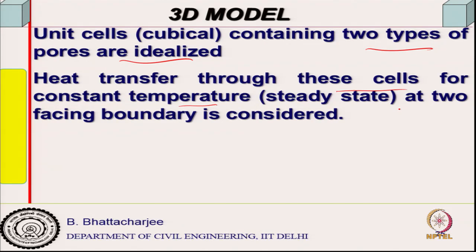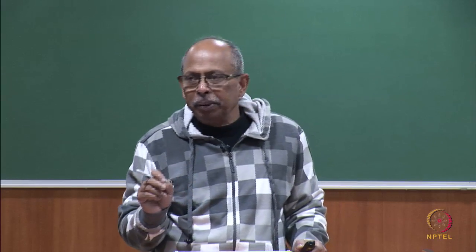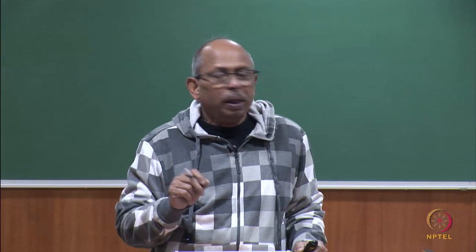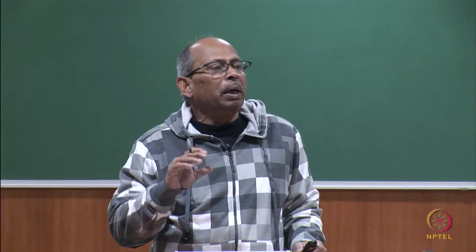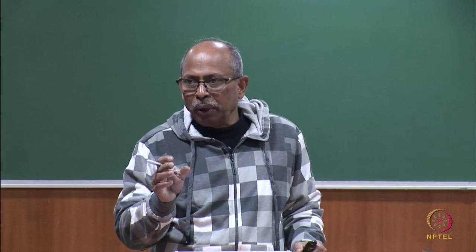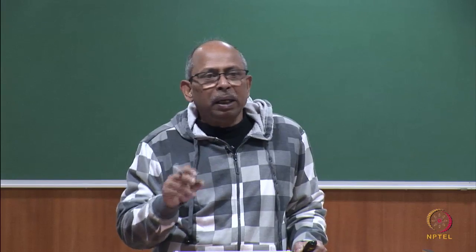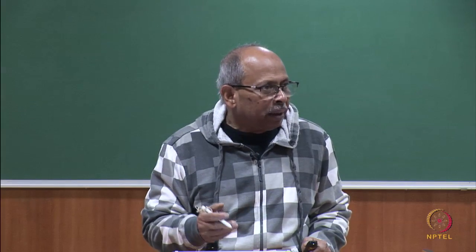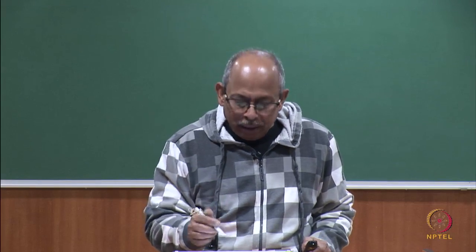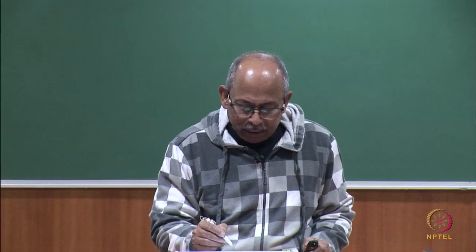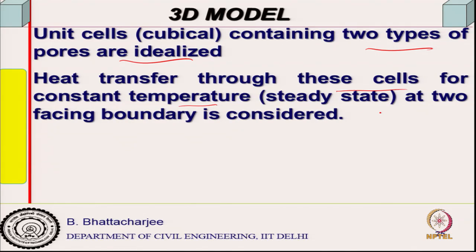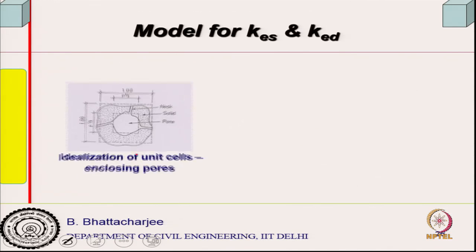Now, the problem with the Maxwell's model was, I did not mention this, that initially it was taken only with spherical pores, then it was extended to ellipsoid actually. So, you can't have any kind of irregular shapes or anything of that kind, and the problem with this model is that I will be talking about, I am dealing with cubes. So, you can consider a cubic unit cell, and you can look at 2 types of pores, and heat transfer through this cell with constant temperature at 2 facing boundaries. So, I will come to this possibly.